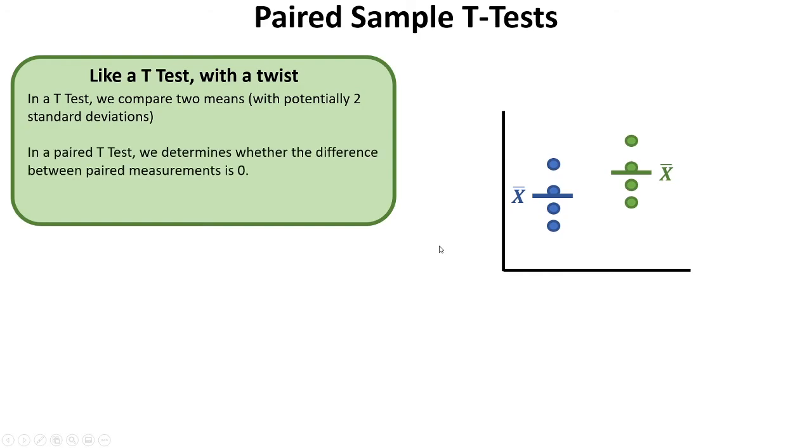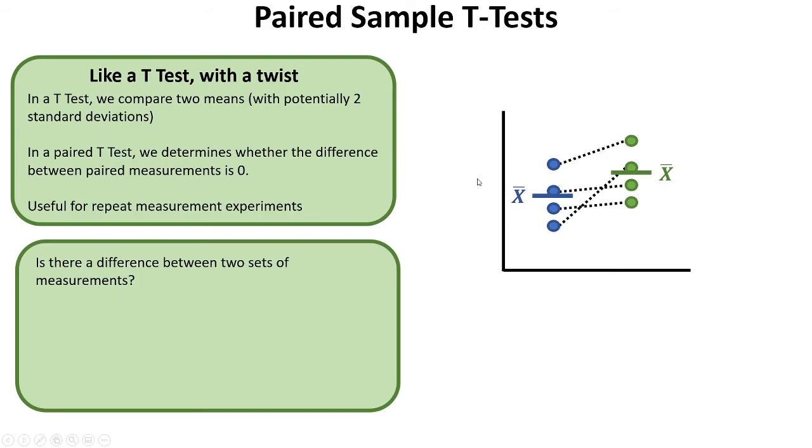But in a paired t-test, we add another piece of information. We determine whether the difference between paired measurements is 0. So if each one of these measurements was the same thing measured twice at two different times, right, then we have another piece of data. It's not just things measured here and things measured here. It's this thing being measured here and then this thing also being measured here. And so we can calculate the difference between the two measurements as opposed to just the means of the two measurements. And as you can imagine, this is very useful for the type of experiment we do, repeated measurements, which we discussed earlier in the course.